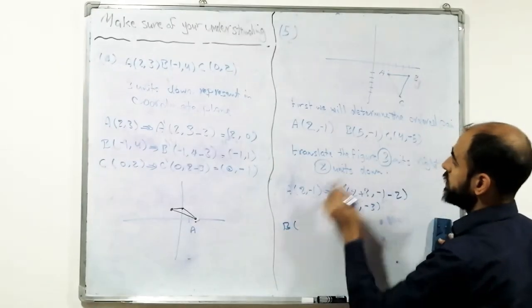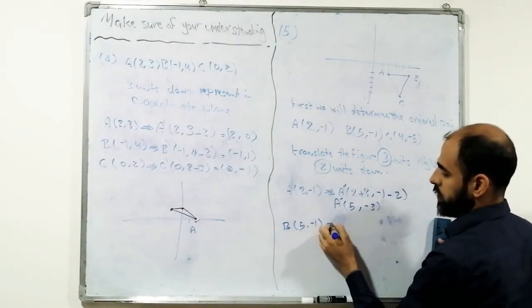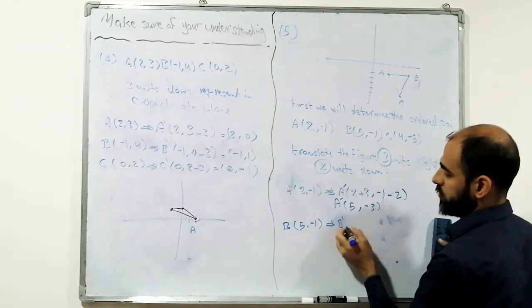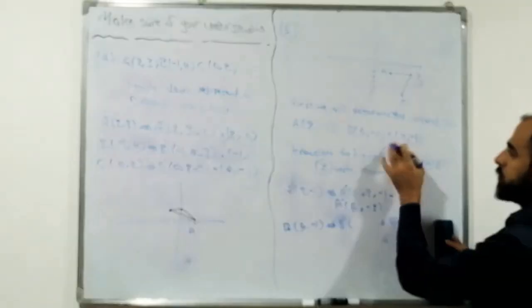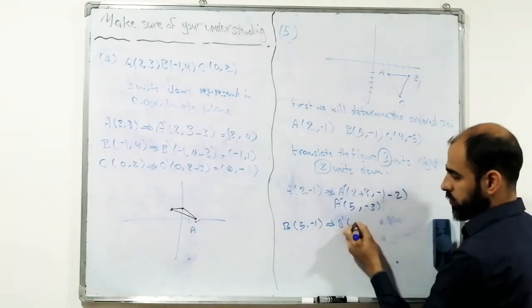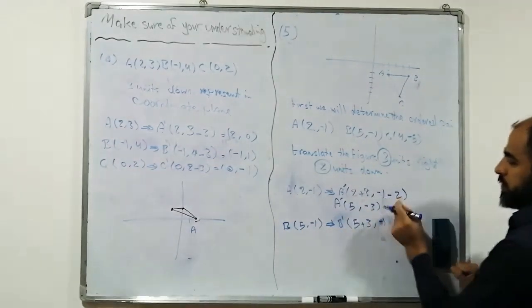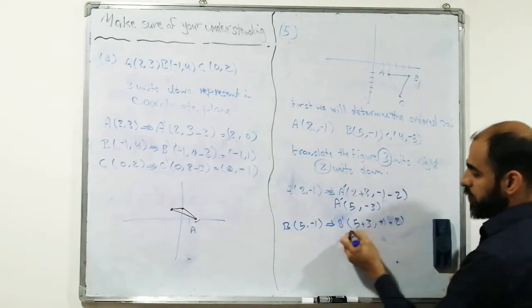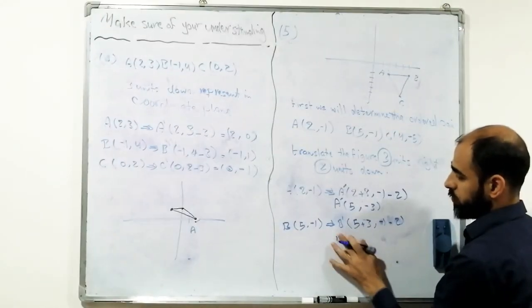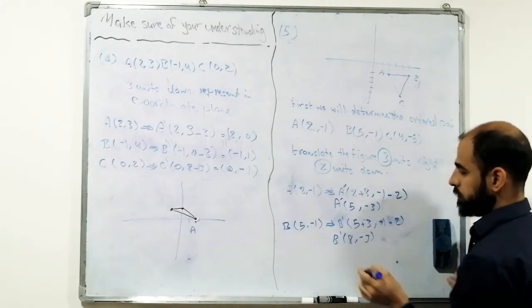The point B is 5 and minus 1. It's translated, denoted by B dash. Also, we have the same translation. We will add 3 to x, or to 5, and subtract 2 from y. 5 plus 3, B dash will be 8 and minus 3.